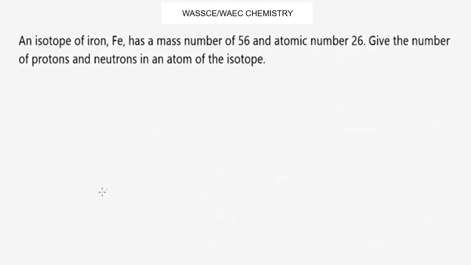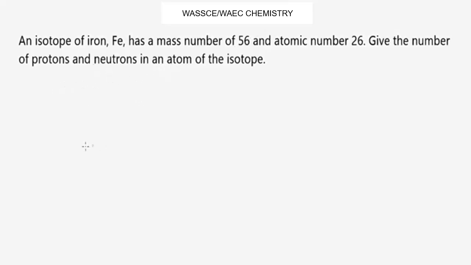Okay guys, now look at this chemistry practice question. It says an isotope of iron has a mass number of 56 and atomic number of 26. Give the number of protons and neutrons in an atom of the isotope. Feel free to pause this video and see if you can figure this out. This is a very simple question, guys. Okay, let's do it together.